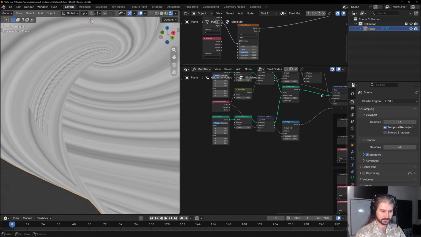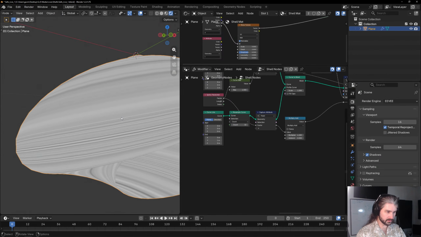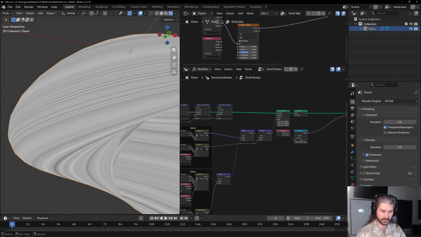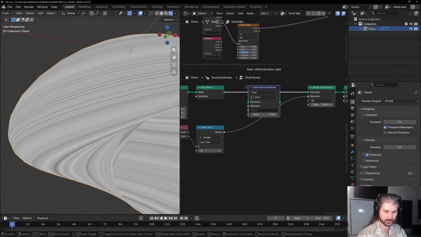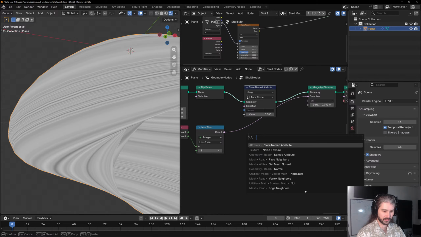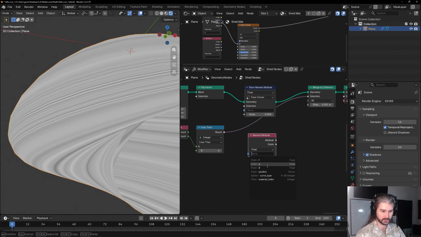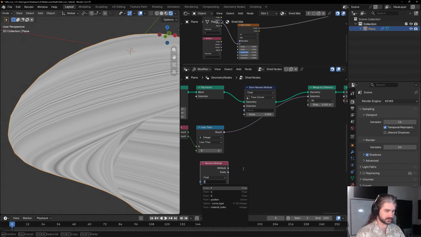Another solution, let me get rid of this add so that we have the issue on the outside again, is, like I was saying a moment ago, store named attribute. We're going to switch this to face corner and then use named attribute sigma. Let's name this sigma mat, maybe, just so that we can differentiate between the two.